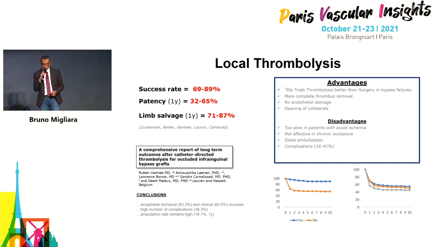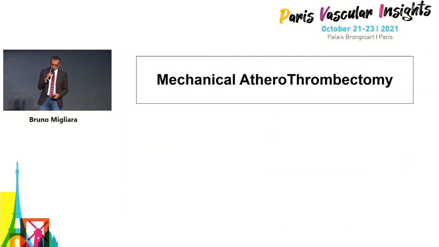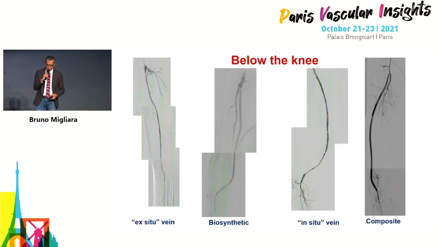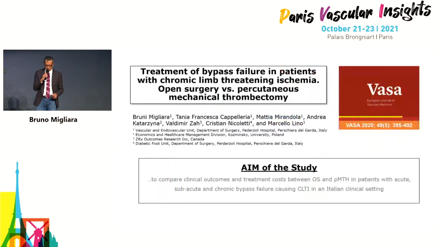and also local thrombolysis is not effective in case of subacute or chronic occlusion, or in patients with really acute ischemia it is too slow to restore the flow. This is the reason why 10 years ago we started to use the mechanical atherothrombectomy devices in patients with bypass failure. And with this device it's possible to recanalize every type of occluded bypass, acute, subacute and chronic, above the knee like this or below the knee, and then more complex like this.